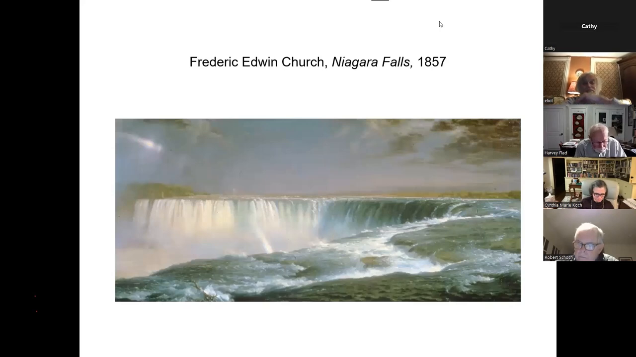Cole's favorite pupil, really, was Frederic Edwin Church, who was becoming very famous and became really the leader of the Hudson River School of artists by the mid and later part of the 19th century. One of his most famous paintings was that of Niagara Falls, 1857. This painting, which is down at the Met, maybe many of you have seen it, is extraordinary. People would pay 25 cents or something to go see it, very specifically. So Church became relatively wealthy as a result of that.